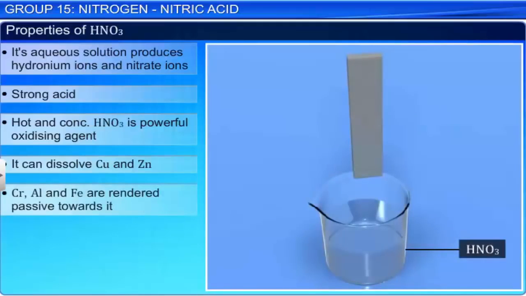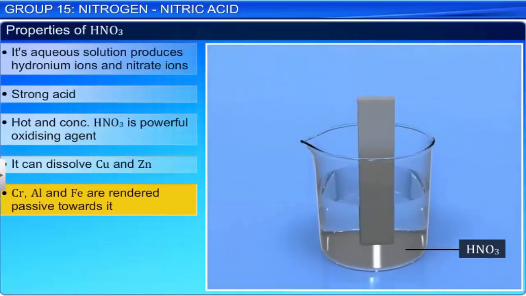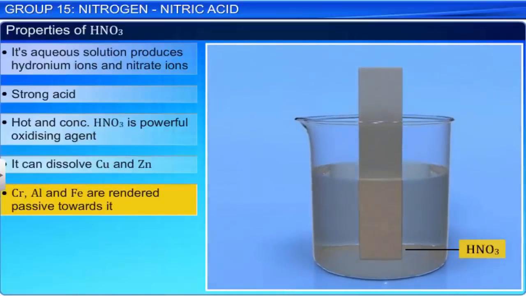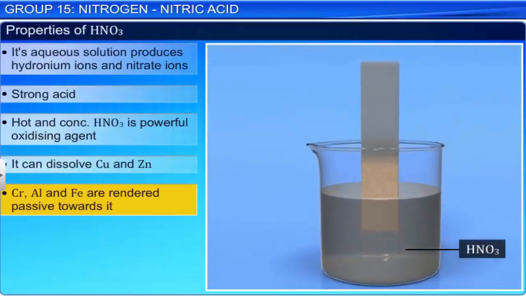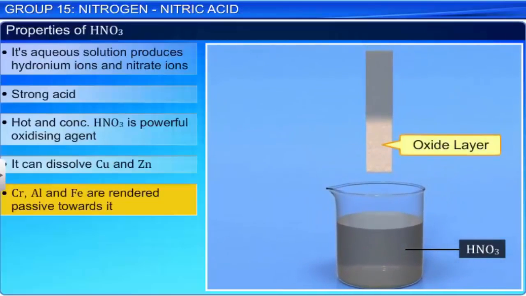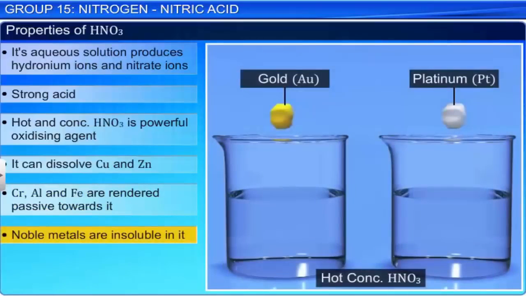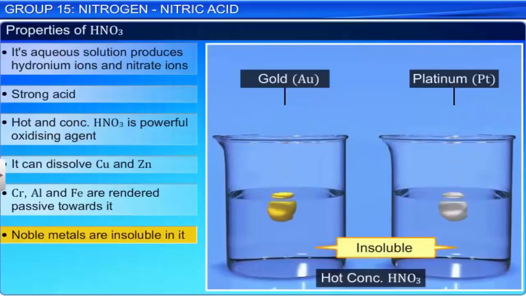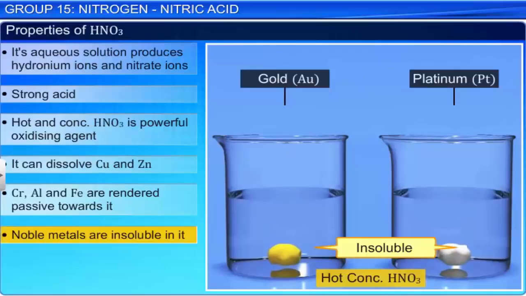Certain metals such as chromium, aluminium, and iron are rendered passive towards an attack by nitric acid. This is due to the formation of a thin layer of oxide on the surface of these metals. Noble metals such as gold and platinum are insoluble even in hot and concentrated nitric acid.